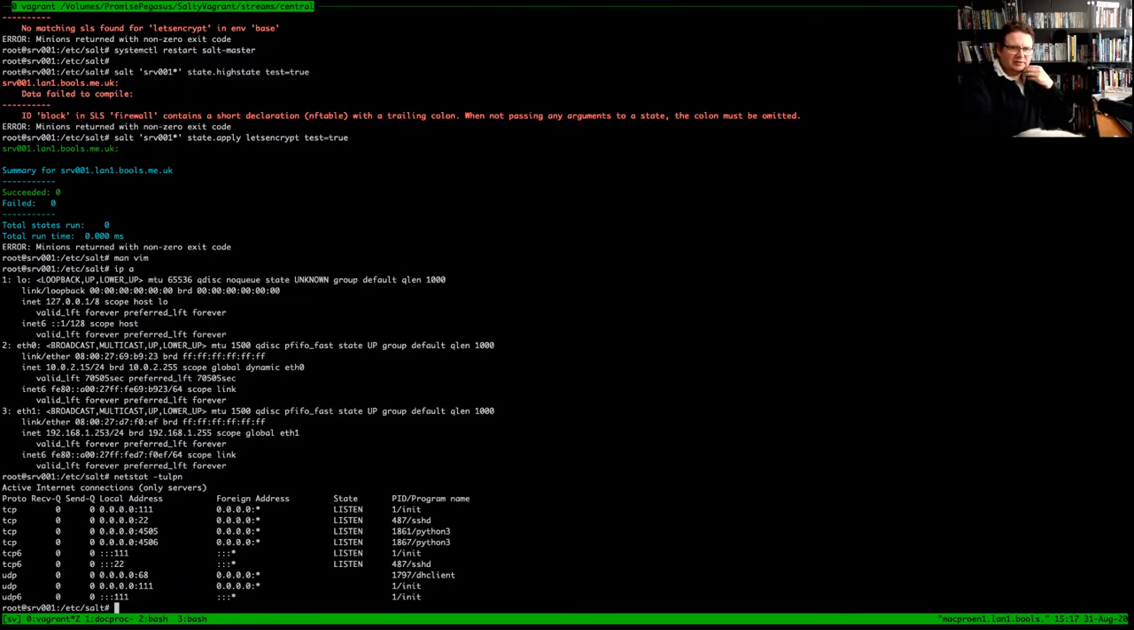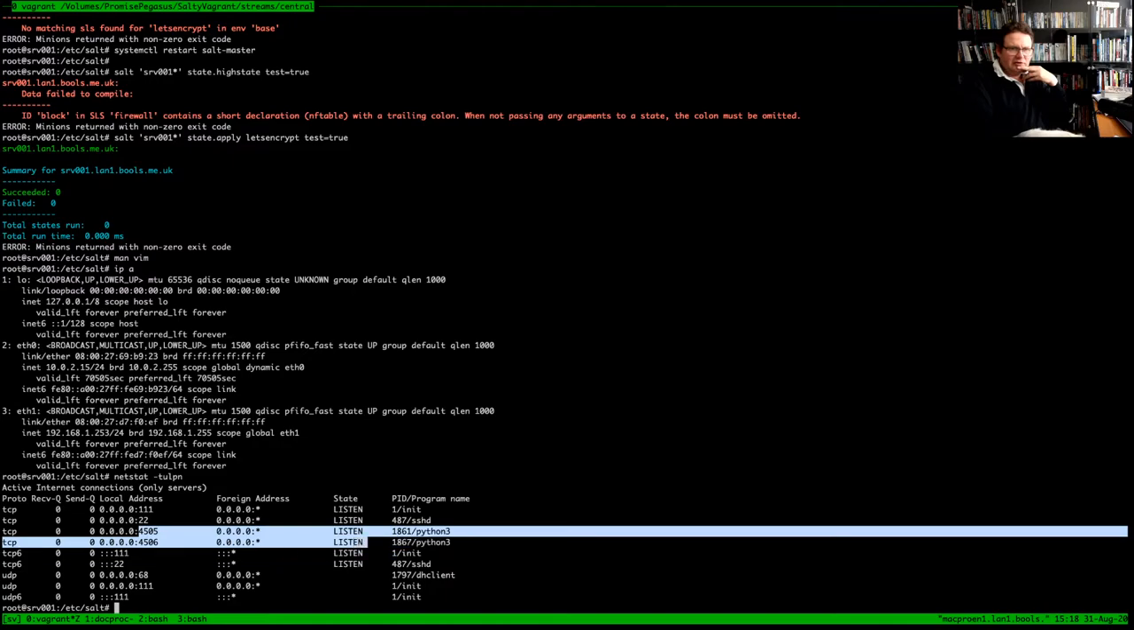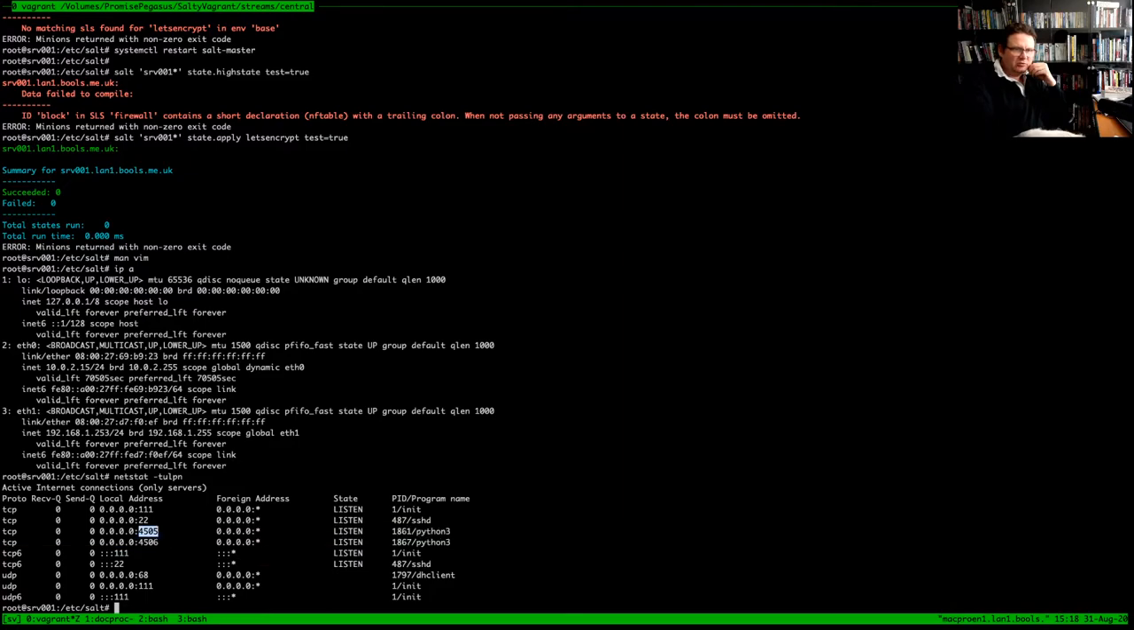Okay, so you can see here the things are attached to all the interfaces. We've got the SSH daemon, so we can SSH between server 1 and server 2. These two are our Salt system, 4505 and 4506. These are the port numbers. But again, they're bound to all the interfaces. That's what the 0.0.0.0 is. Same with the SSH daemon, it's bound to all the interfaces.